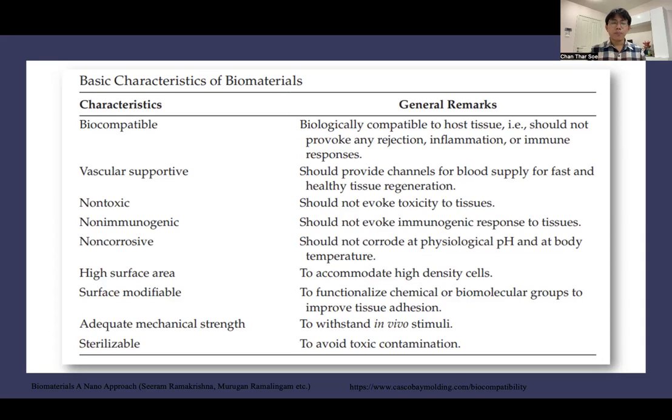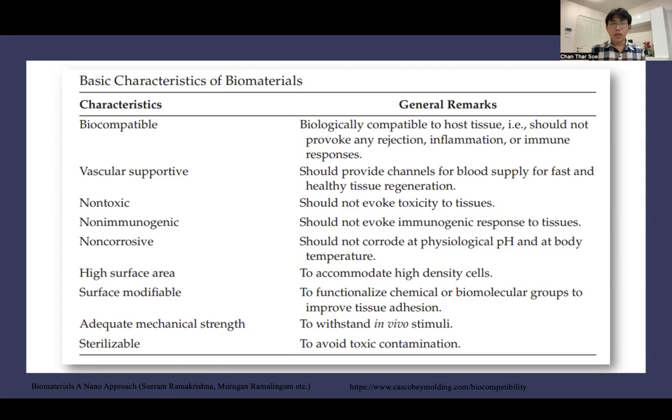So this is how the biomaterial should have properties like being biocompatible. There are also a few other characteristics that are important, but they depend on the function of the biomaterial that we are going to implant into the human body. For example, vascular support: the biomaterial should support the flow of blood, in a way that the blood vessels can integrate with the biomaterial and flow blood into the host organs.